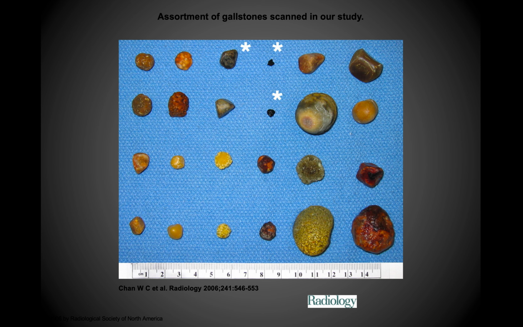This is an example of a number of the different types of gallstones, showing you the different shapes, sizes, and colors that they come in. The ones that are starred are pigmented gallstones. The rest of them are all cholesterol gallstones.